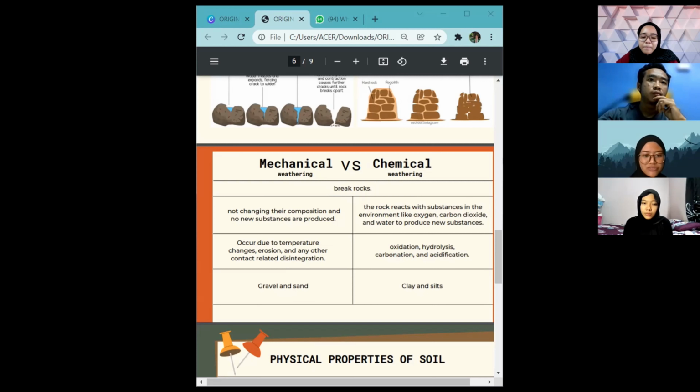An example of physical weathering is that gravel and sand are soils formed due to physical weathering of parent rocks. An example of chemical weathering is that clay and, to some extent, silt are soils formed due to chemical weathering of parent rocks.